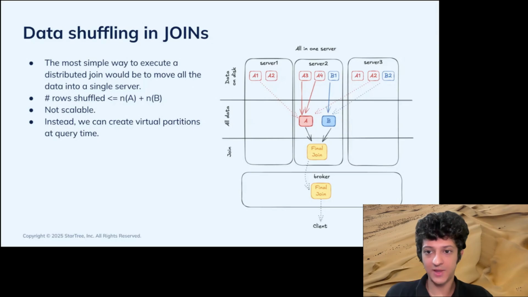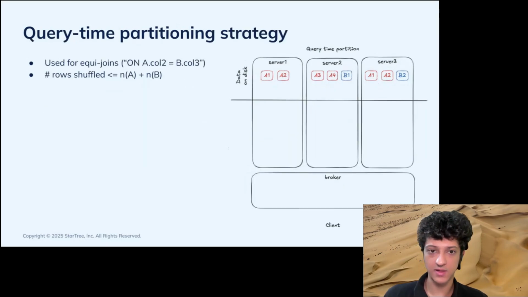So remember, Pinot can have dozens of servers, hundreds of servers, and petabytes of data. And joining 2 large tables by sending all this data over to a single server and executing this massive join is just not going to work very well. So we don't actually use this strategy in Pinot. This is just to illustrate the problem of data shuffling in join, where we need to get all the data into the right place before we can make our join executions happen. So instead, what we actually do is we create virtual partitions at query time, and we'll see what that looks like through a bunch of strategies.